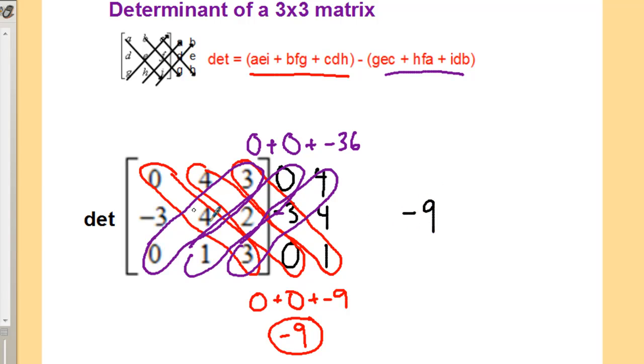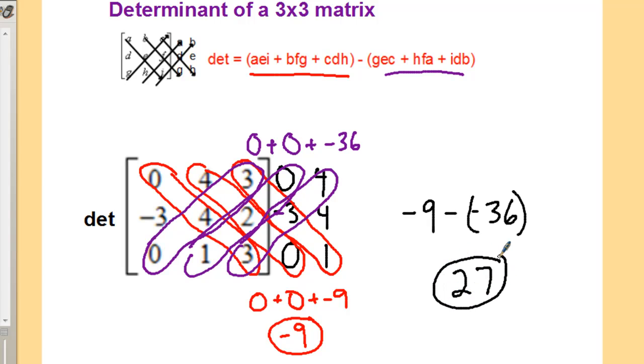Which was, again, the sum of the products of the downward diagonals, minus the sum of the products of the upward diagonals, which in our case, we got -36. So when I do this calculation, -9 minus -36 is really -9 plus 36. You get a determinant of 27.